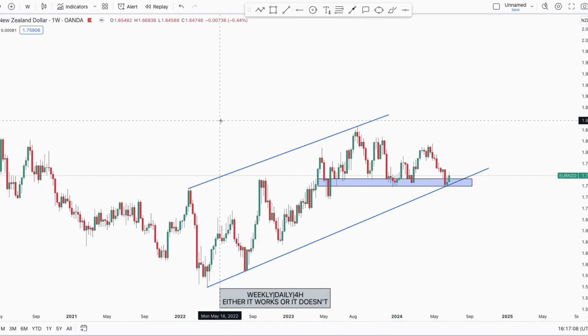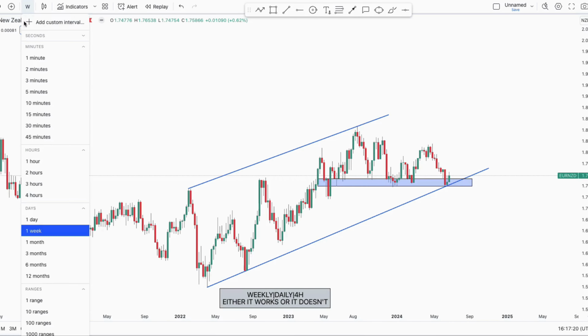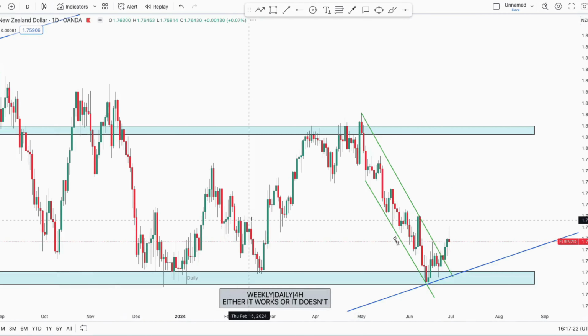All right, so next we're going to look at EURNZD, and as we can see on the weekly time frame, we're in pretty much a nice little channel. Price is rejecting off of the support level and rejecting off of this trend line. So we're going to break this down to the daily time frame to see if we can take care of some buy positions going into next week.